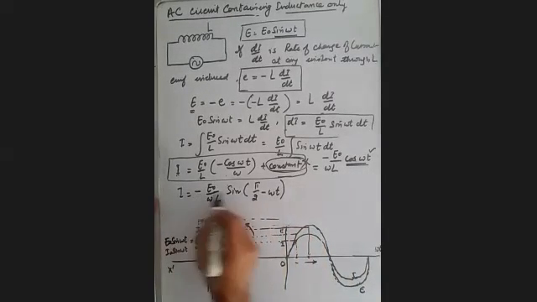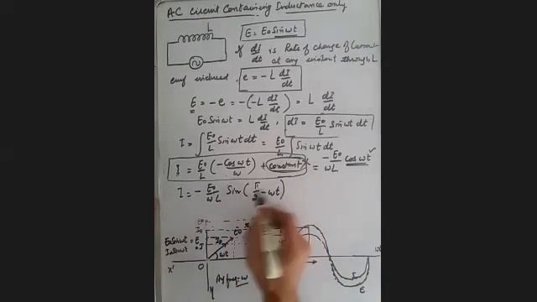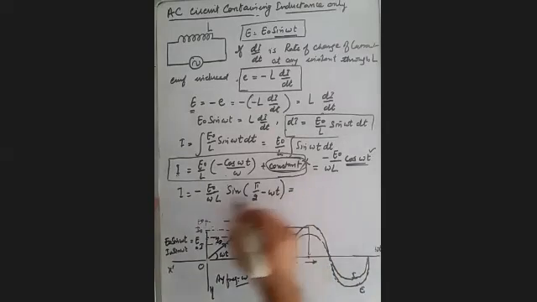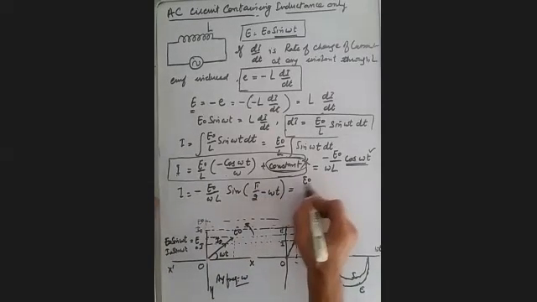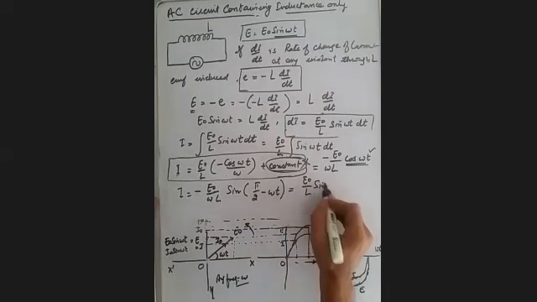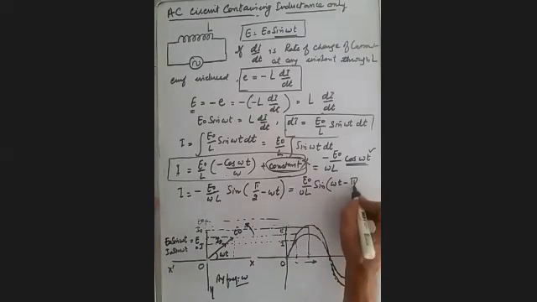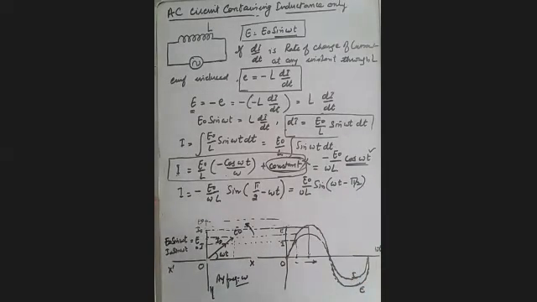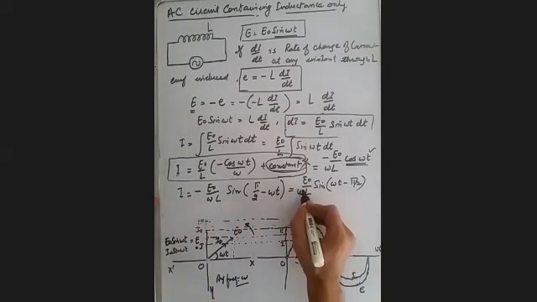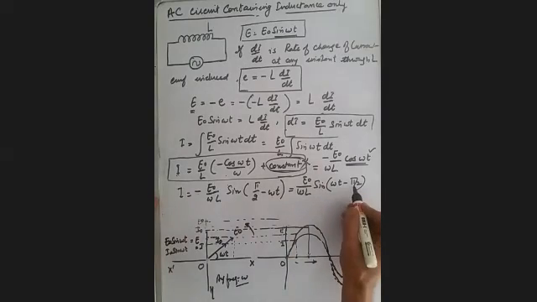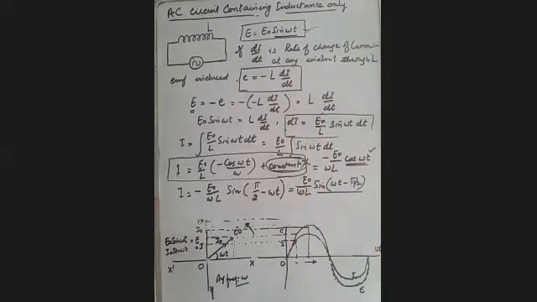Now let us bring this minus here and change the sign. So minus we bring here, E naught upon omega L, that is sine, this will become omega t minus pi by 2. So what we get is I is equal to E naught upon omega L sine omega t minus pi by 2. Now this term and this term can now be compared.